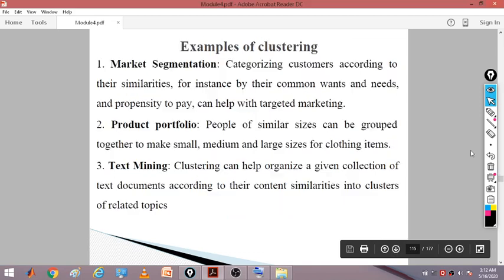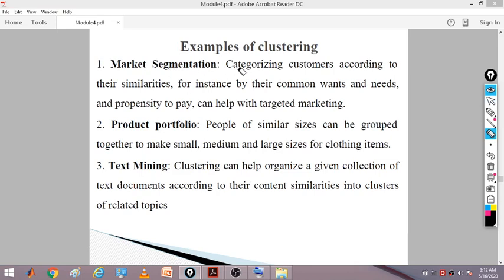Examples of clustering include market segmentation. You are categorizing the customers according to similarities, for instance, by common wants and needs. What people want, what they need, what their modes of payment are, and which kind of customers you are trying to target in the market. So market segmentation is one application of clustering.